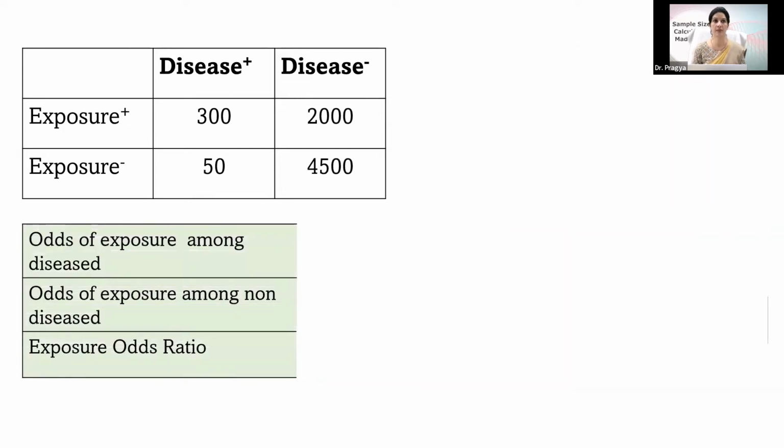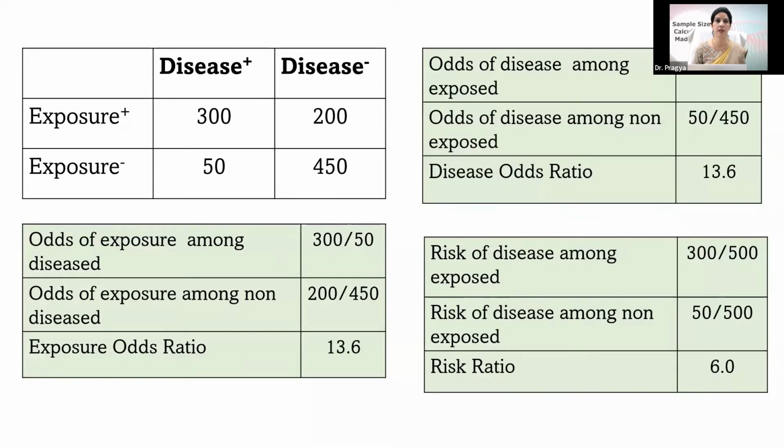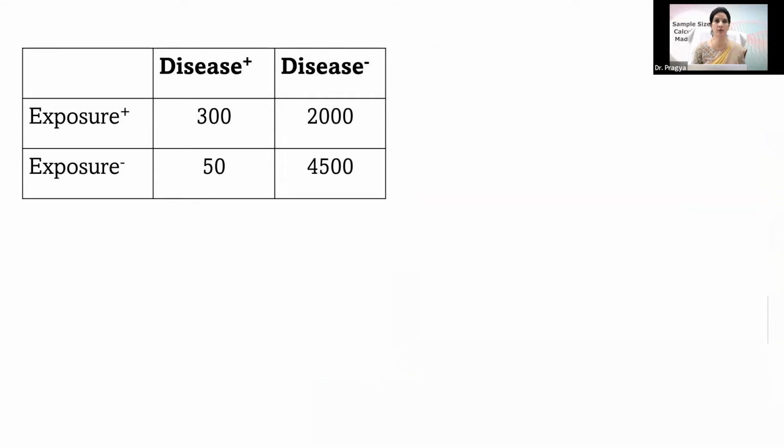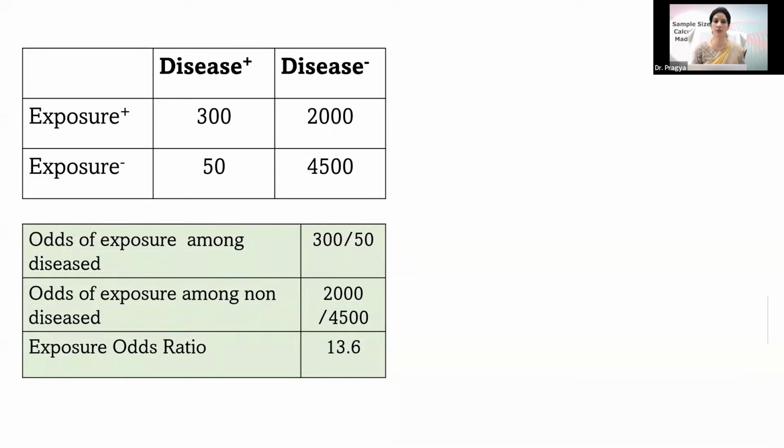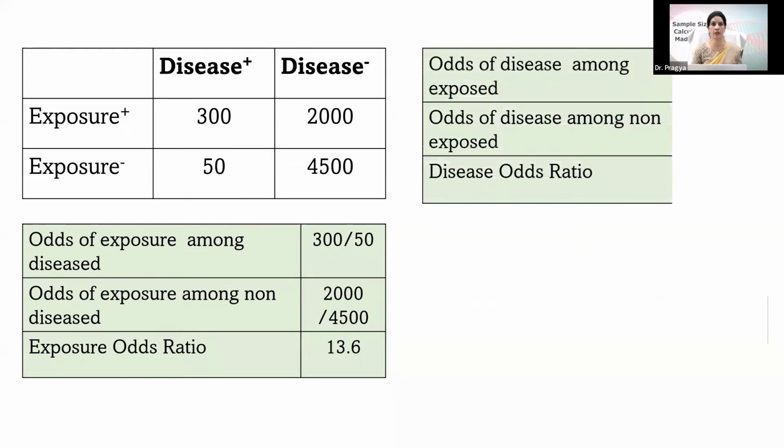Now see this example again. Here I have increased the previous example. You can see the diseased was 200 and 450 in the controls; I have increased the controls to 10 times. Now see the odds of exposure among the diseased. Odds of exposure is again 300 by 50. Odds of exposure among non-diseased is 2000 by 4500, and the odds ratio is 13.6. It is the same because I am increasing the controls with the same proportion of exposed and non-exposed. So the exposure odds ratio and the disease odds ratio will be the same in this case also.